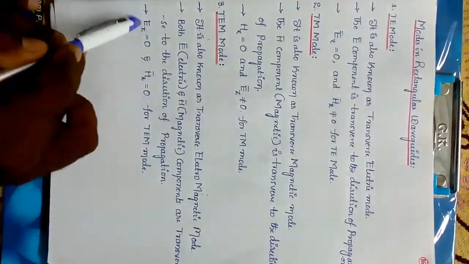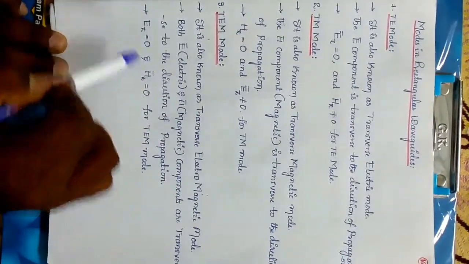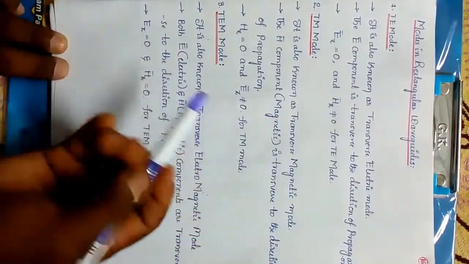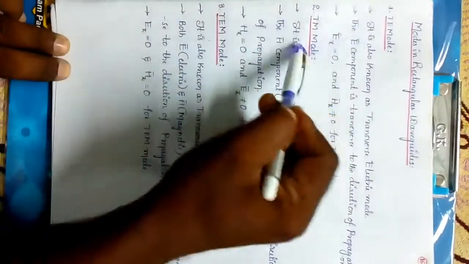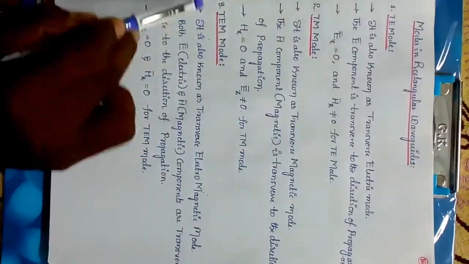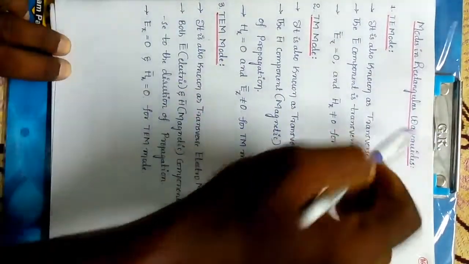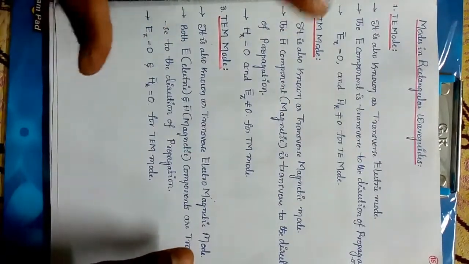So when these two are equal to 0, what is the use of the electric component and what is the use of the magnetic component? Is there any use? No use. For that I am saying the TM mode and TE mode, these two modes are used in a rectangular waveguide, but the TEM mode, that means transverse electromagnetic mode, is not used in a rectangular waveguide. Just remember this. This is regarding modes in rectangular waveguides.